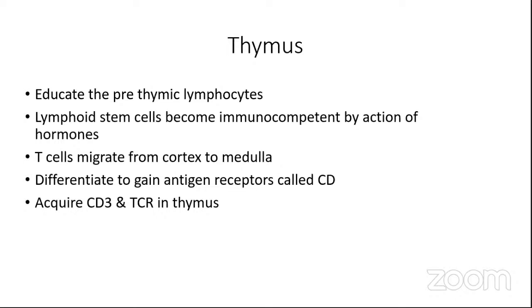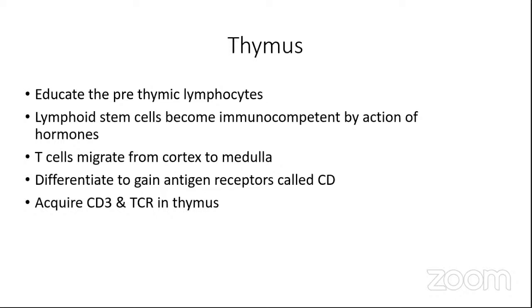The main function of this thymus is that it educates the pre-thymic lymphocytes to gain immunocompetence. Immunocompetence means the competency to attack an antigen. The lymphoid stem cells which pass through the thymus become immunocompetent by the action of various hormones like thymolin. And the T cells migrate from the cortex to medulla.